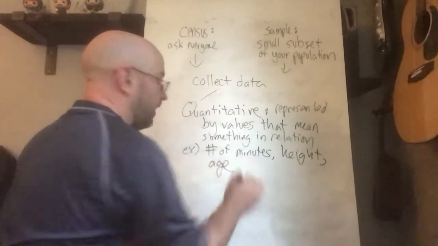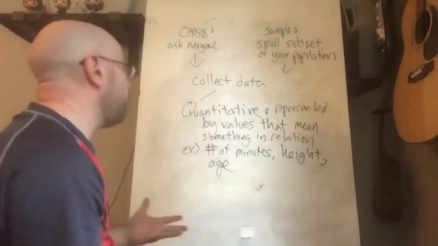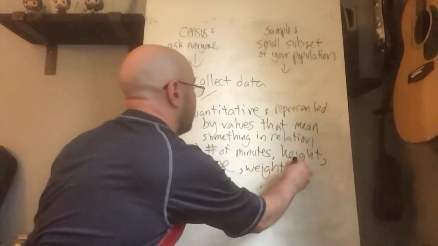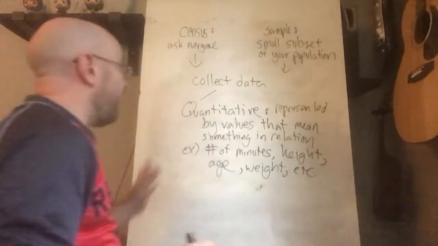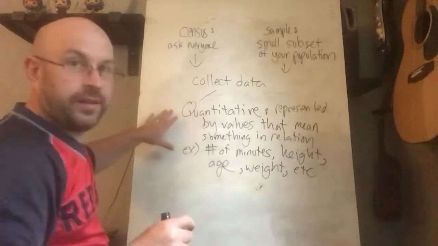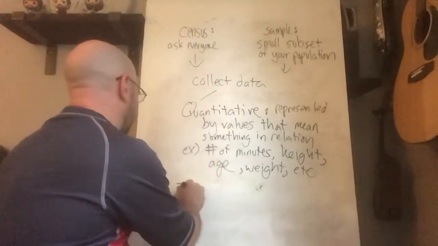Age. Again, numbers. You're thinking about numbers here. Wait. Here's an example of data that has numbers, but that is not quantitative. Like a zip code.